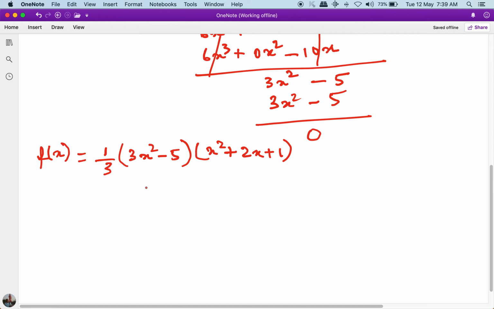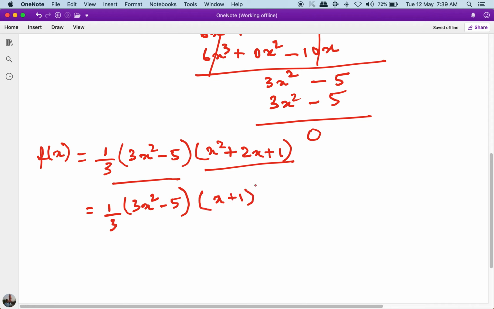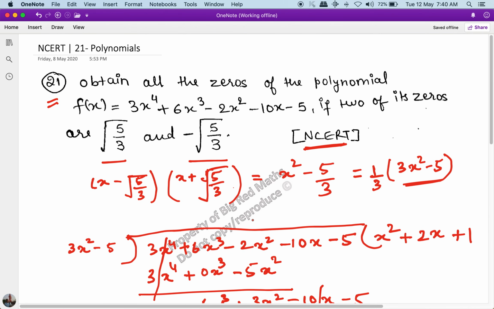Now this part I've already factorized. I am only left to factorize this part. I know this is 1 by 3, and I'm retaining 3x square minus 5 as it is, because I know the two roots from here. This is the only part I am left to factorize, and this is x plus 1 the whole square. So this part gives me two new zeros, x equal to minus 1 comma minus 1. So the zeros of f of x are root 5 by 3, minus root 5 by 3, and the other two zeros are minus 1 and minus 1.